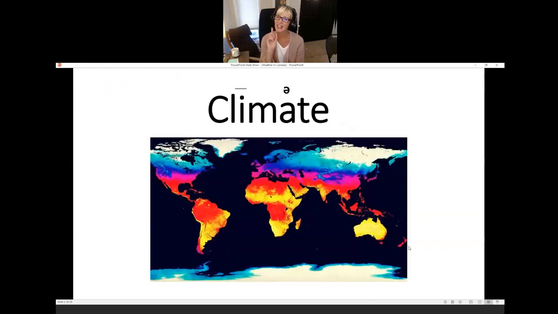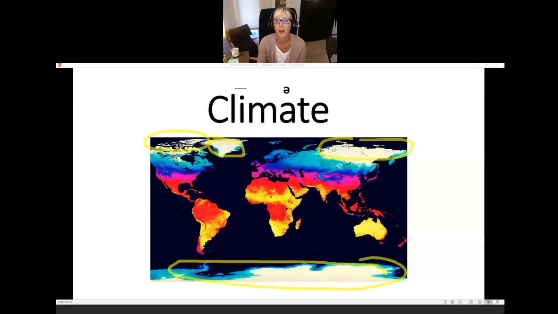Climate. Climate is different than weather. Climate is a bigger word. Okay? I can look at this map and see the different colors on the different countries. So white is cold. I see white in the country of Greenland, Canada, and Russia and Siberia. Very cold. It's also very cold down in Antarctica.